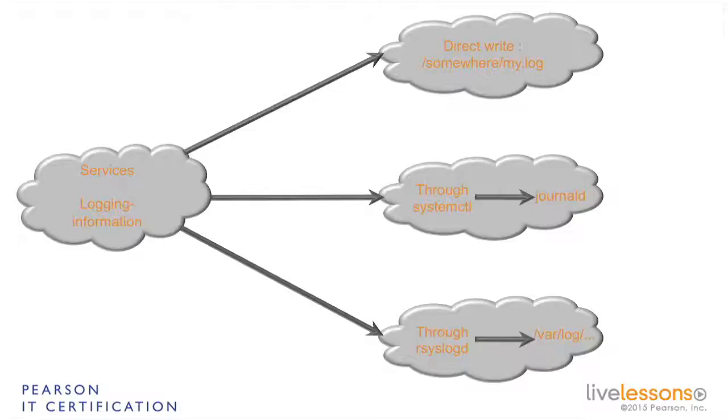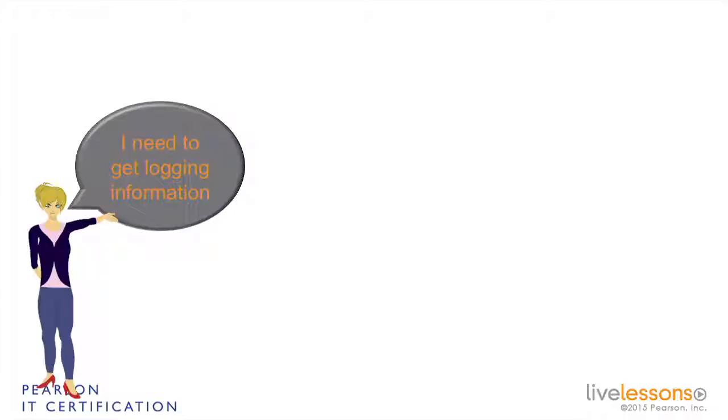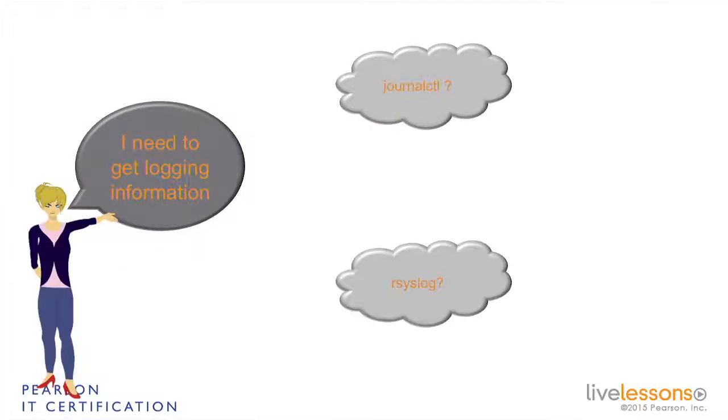So syslogd is the classical way of logging information in Linux, and typically it will write information to the /var/log directory. But alternative locations can be used as well, as we will see later in this lesson. Now, all these different approaches can make it difficult for a user to get logging information. So if a user needs to get logging information, it can be journalctl or it can be syslog. So how do these relate to one another?